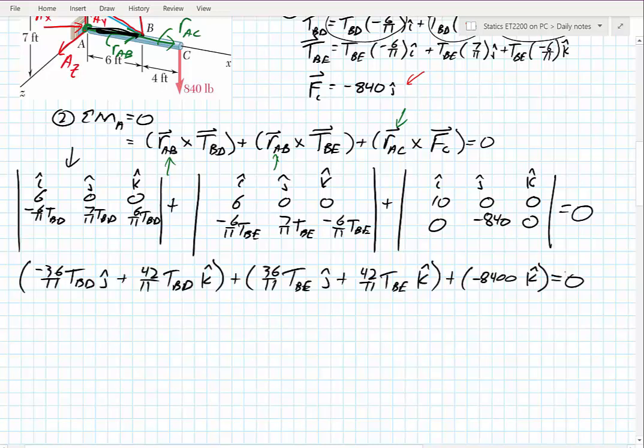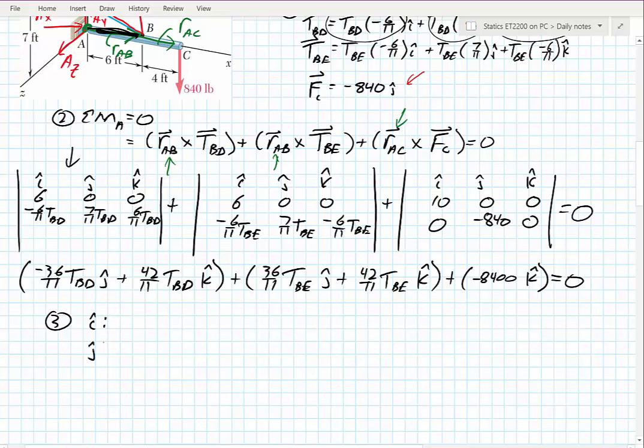So after I have the determinant and expand it, the third step in our process was to set all of our unit vectors equal to 0, meaning I'm adding up all my I hats from those three different parentheses, all my J hats, and all my K hats. Now if I look, all I have is a J and a K, a J and a K, and a K. So I don't really have any I hats.